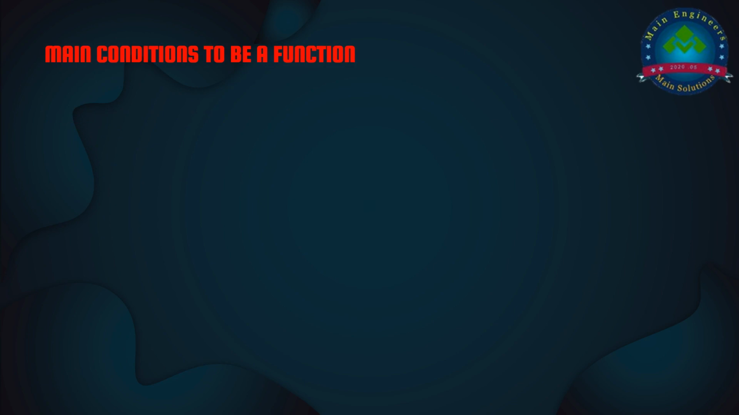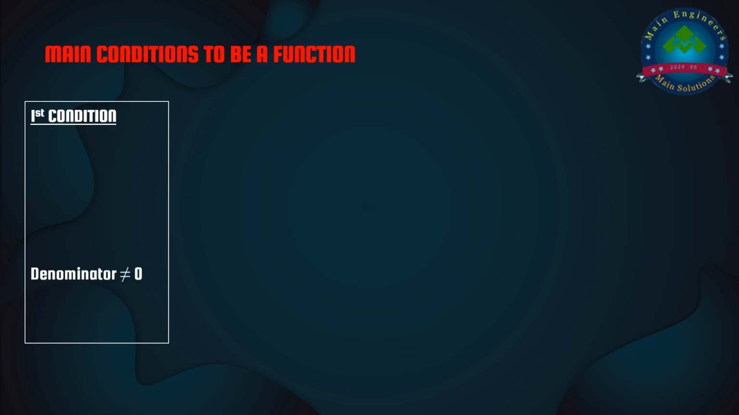So what are the main conditions to be a function? This is going to be very important, because we are going to use these conditions in all the questions of domain and range. So here comes the first condition: denominator cannot be 0. That means if the denominator is 0, the equation is going to be undefined, and we don't need an undefined equation. We need a valid solution. That's why always remember, denominator cannot be 0.